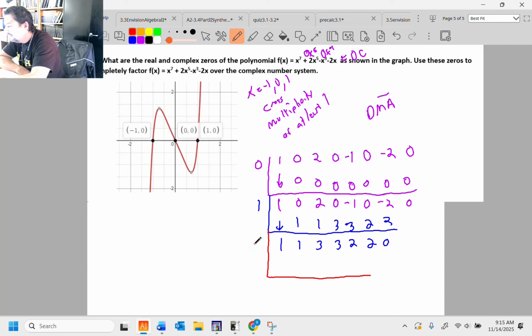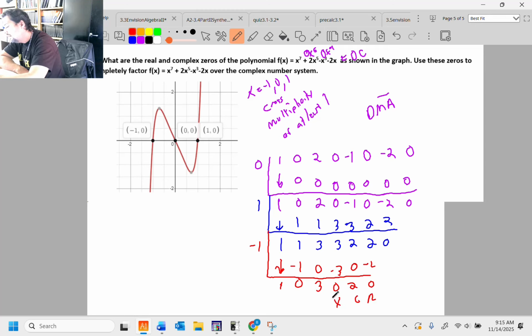All right, now we're going to do the negative one. We're going to drop. Negative 1 times 1 is negative 1. 1 plus negative 1 is 0. Negative 1 times 0 is 0. 3 plus 0 is 3. Negative 1 times 3 is negative 3. 3 plus negative 3 is 0. Negative 1 times 0 is 0. 2 plus 0 is 2. Negative 1 times 2 is negative 2. And negative 2 plus a negative 2 is a 0. That was fun.